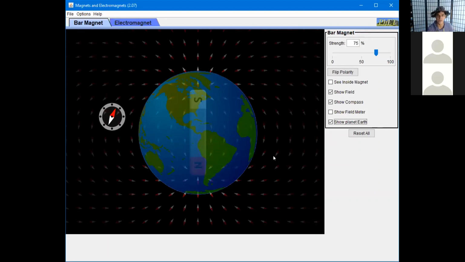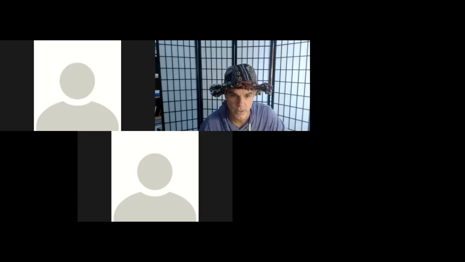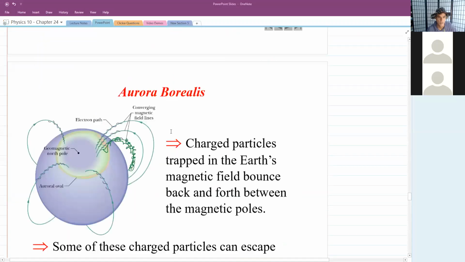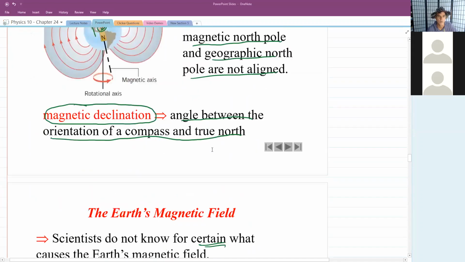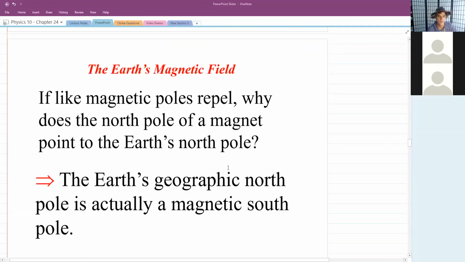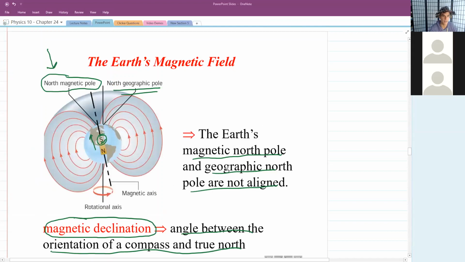In essence, it's like there's a giant bar magnet buried inside the Earth. It's not really the case. It's because of some molten lava or something like that. Let me stop this and show you what it really looks like. Okay, this is a better picture of it. Magnetic north pole, this is where your compass is going to point.